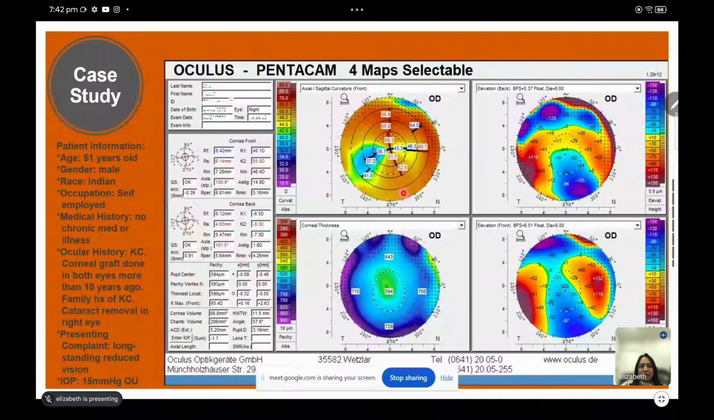All right, so he had both his eyes grafted. This is just an example of his right eye. And even with having a corneal graft, he still experienced vision that wasn't functional enough for him. So he still couldn't carry on his daily tasks. So he needed something to help him get to functional vision.